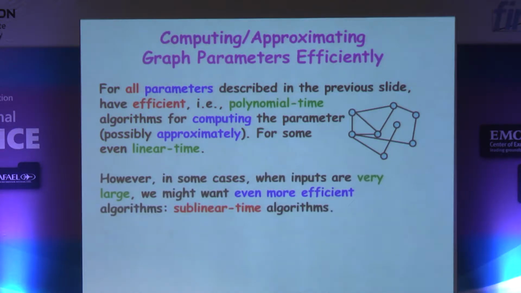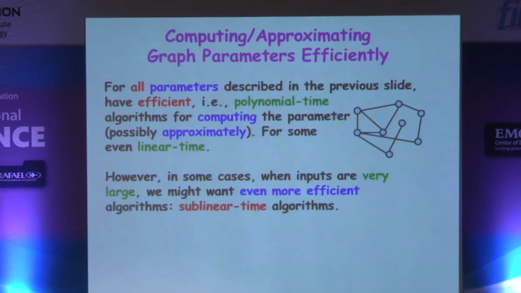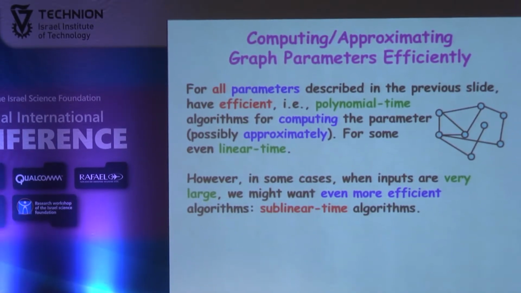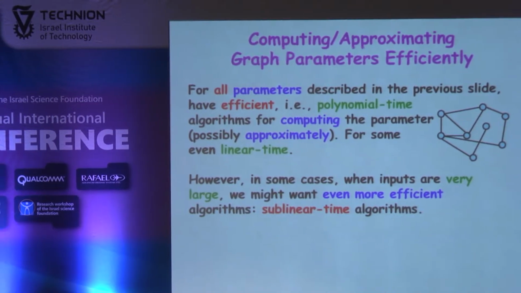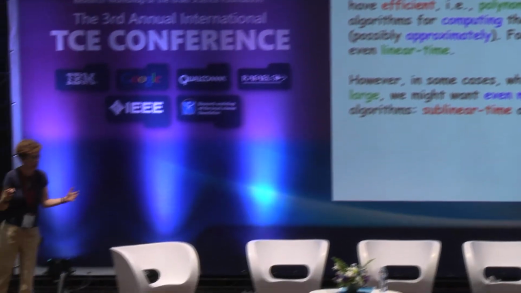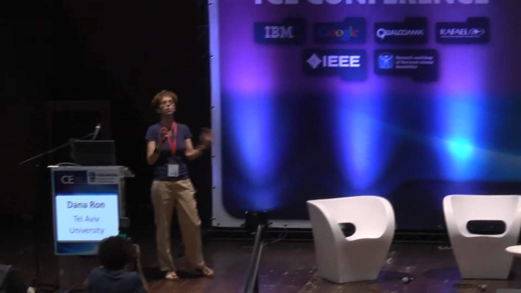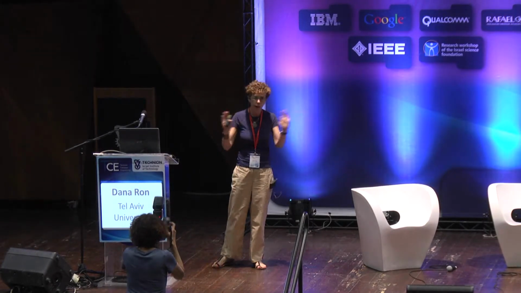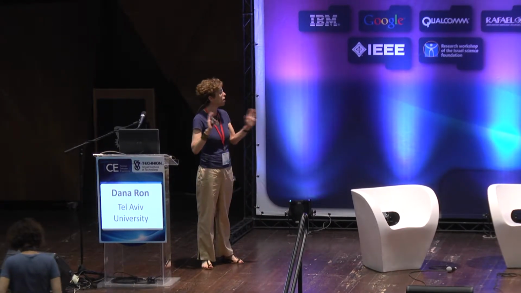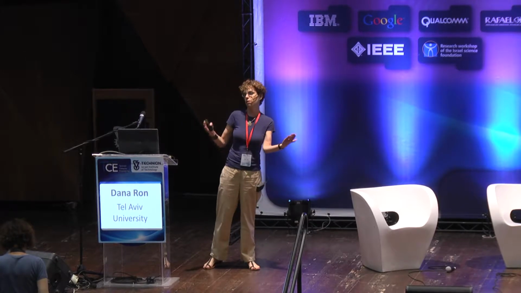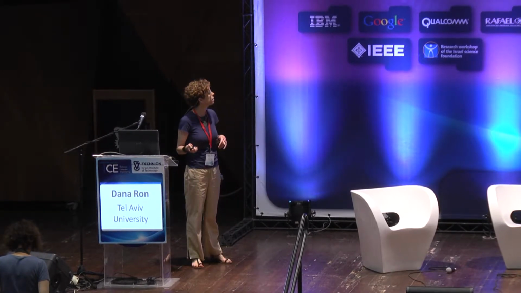And here, in some cases, the inputs may be very large, and we might want even more efficient algorithms. We'll want sublinear time algorithms. Connecting to what was discussed in the panel, it's not that I want to do something sublinear because I think it's harmful to use the whole graph, but rather it's a question of efficiency. I want to trade off approximation with efficiency, and we'll see more precisely what I mean.